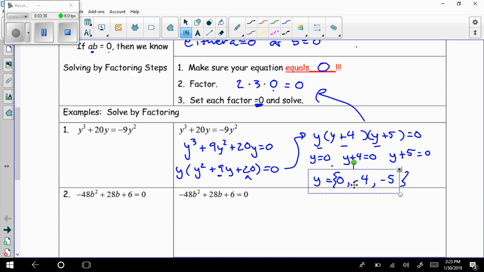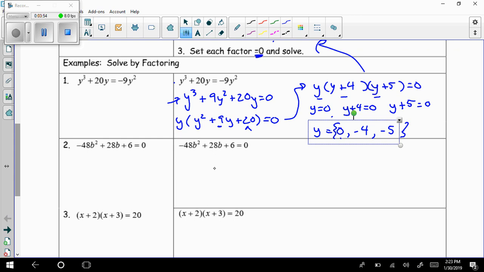function. All right, so if you went into like Desmos or your graphing calculator and you graphed this function here, it would cross the axis, the x-axis, at 0, negative 4, and negative 5. Okay. Try to make it easy on yourself when you're solving.